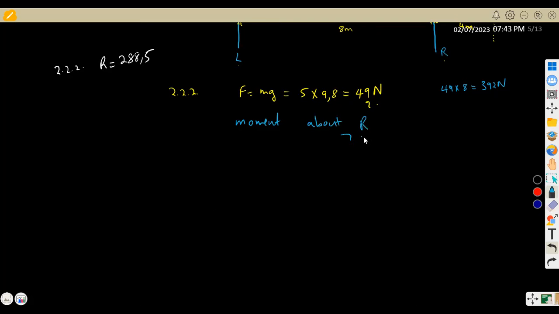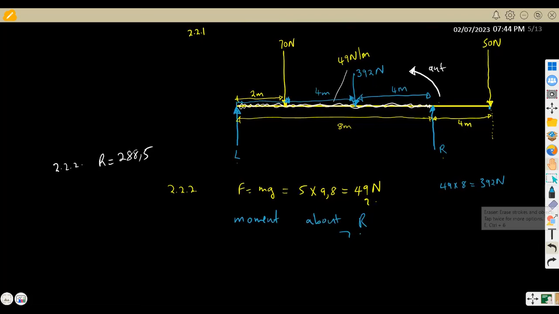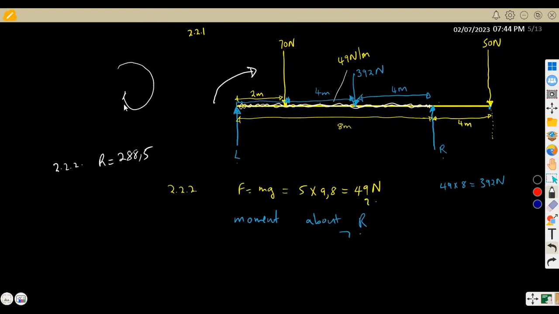So if we take moments about R, let's get back to L. What is L doing? What is the movement of L in this case? This one is no longer applicable. Our L is moving this way to R, which we are referring to as the clockwise direction. That's how the clock moves. So that's a clockwise direction.